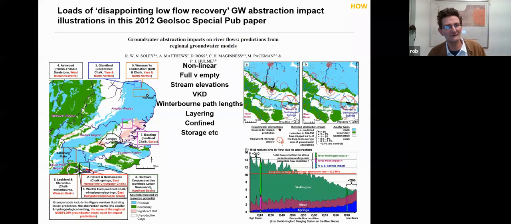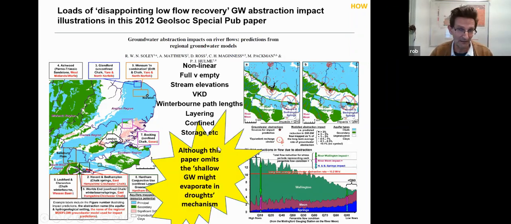And for all sorts of other reasons to do with the nonlinear behavior of the aquifer, the difference in the way it responds when it's full and empty, stream elevations as I've described, the variations in permeability with depth, which is particularly an issue in chalk, winterbourne path lengths changing as the aquifer fills up and the spring heads suddenly come closer to your borehole. All of those things matter, as does the layering of the aquifer, where there's confined storage and other things in that paper. Actually, subsequently I've realized there's something missing in that paper that is another reason why groundwater abstraction impacts on low flows tend to be less. And that's groundwater evaporation, basically, from droughts. In drought periods, quite a lot of the water you may get when the water table recovers may in fact evaporate rather than contributing to flow downstream.